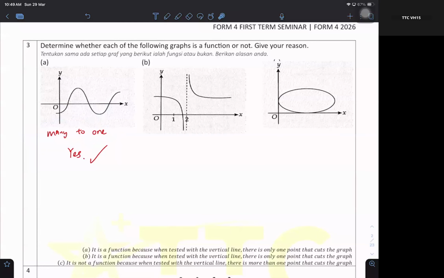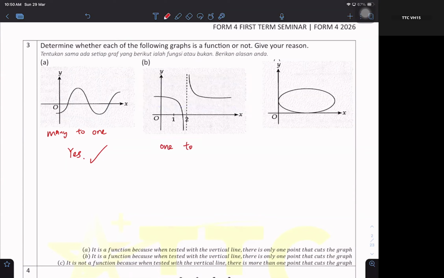The second one, B. First you do a horizontal line. You imagine a horizontal line. The horizontal line, you can put anywhere, you can put here also can, you can put here also can, right? The horizontal line touches one point. Yeah, so it is one. The first word is one.